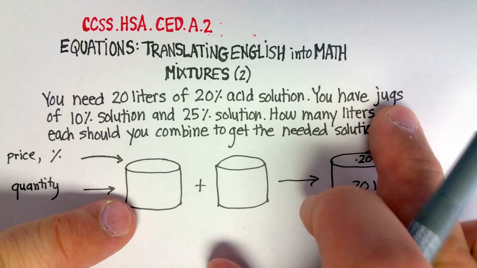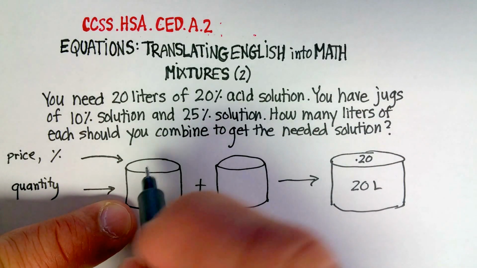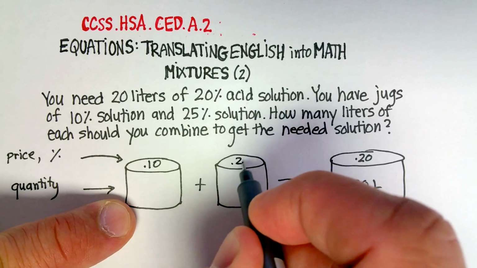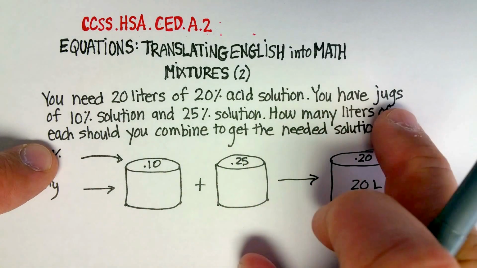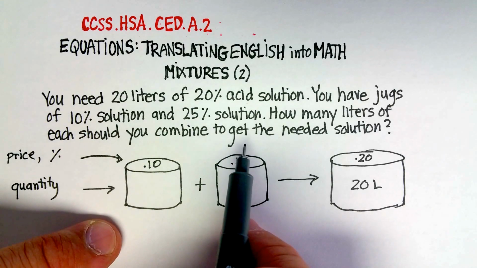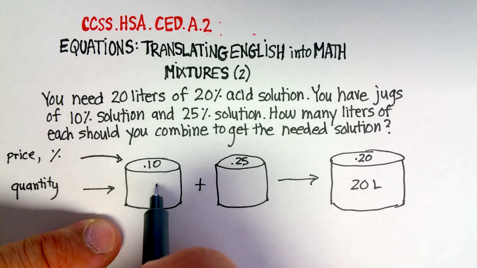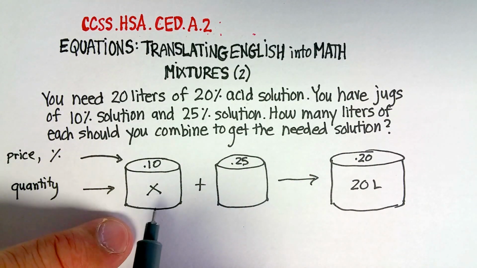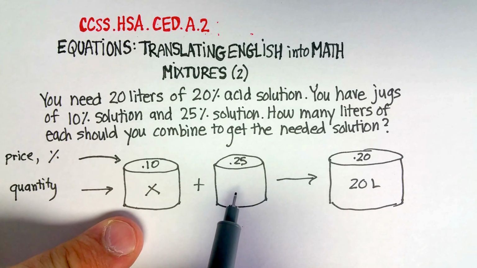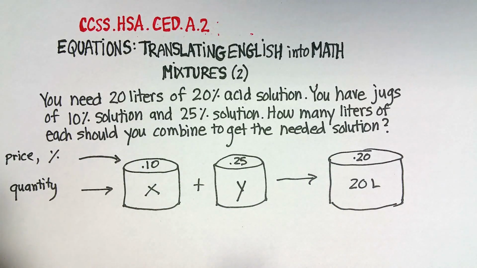Now I have 2 jugs, of 10% solution and 25% solution. So let's put those in: 10% solution, 25% solution. How many liters of each, so I'm asking for quantities, should I combine to get the needed 20 liters? Since I don't know, I'm going to call this one X. This may be exactly the same quantity as this one, but I don't know that, so I'm going to have to use a different variable, Y.